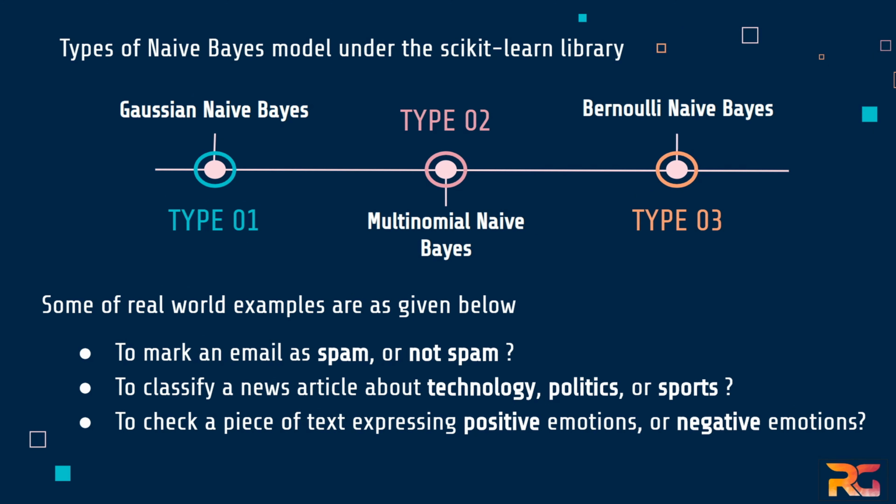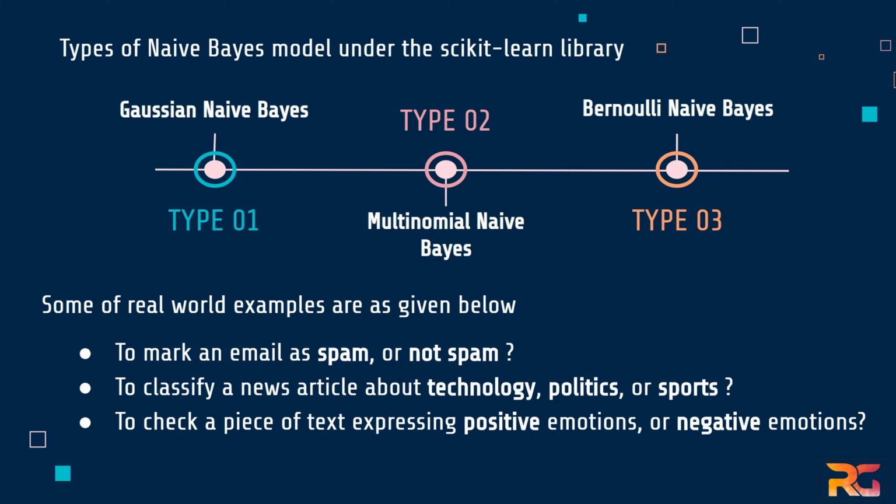Mainly, there are three types of naive-Bayes model under the scikit-learn library. Type 1 is the Gaussian. It is used in classification and it assumes the features follow a normal distribution. Type 2 is the multinomial. It is used for discrete counts. The third type is the Bernoulli. It is useful if your feature vectors are binary, that is zeros and ones. For more details on naive-Bayes classifier, check out my article through the link in the description.